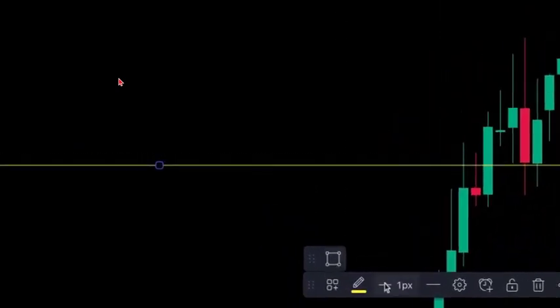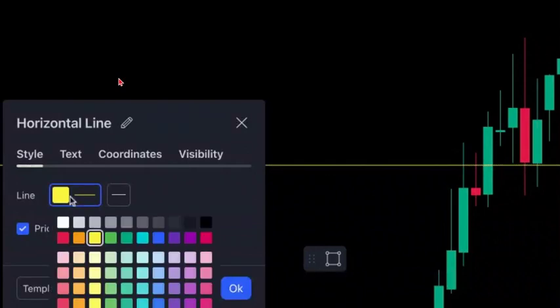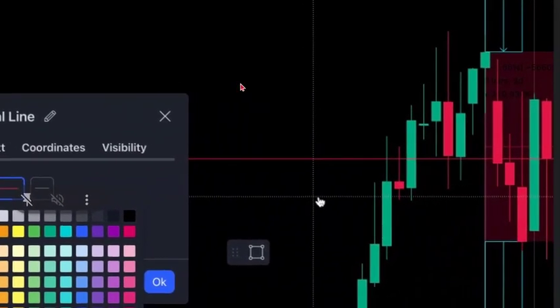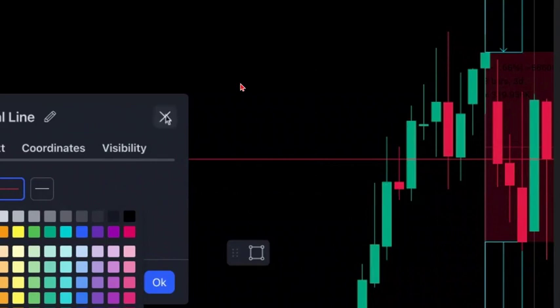Yeah, right there. Now make it red because that's symbolizing that we're going short. Okay, now I'm trying to show you how to do this in real life. So what I would do with stop loss, I would put the stop loss at consequent encroachment of that wick of the bearish order block.